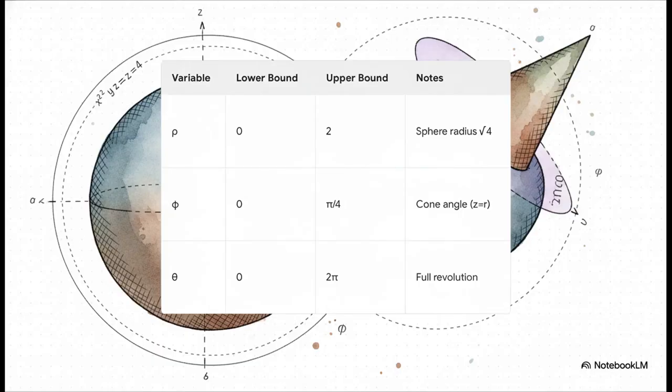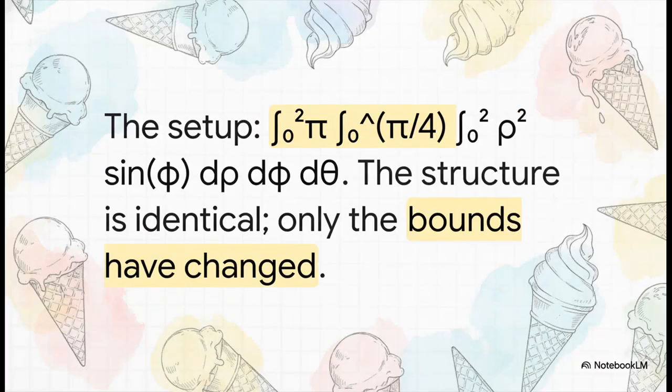Okay, let's find our bounds. The sphere's equation tells us the max radius is the square root of 4, so rho goes from 0 to 2. We still need a full revolution, so theta is still 0 to 2 pi. The tricky part is the cone. The equation, z equals the square root of x squared plus y squared, that's the line where the height z is the same as the radial distance r, and that specific angle is phi equals pi over 4. So our phi bound just goes from the top, 0, down to the edge of the cone at pi over 4.